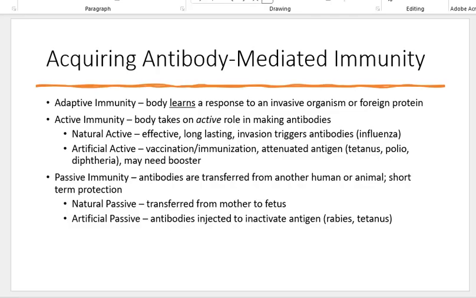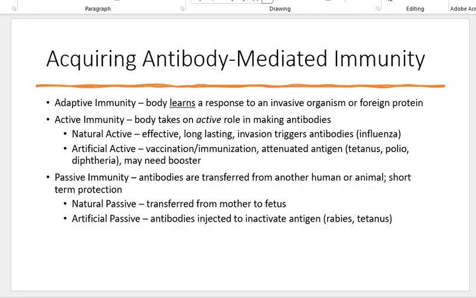Then you have passive immunity. This is where antibodies are transferred from another human or animal. This is short-term protection. You have natural passive, which is passed from mother to fetus or infant through the placenta or colostrum and breast milk. You have artificial passive, which is immunity to prevent disease or death when exposed.